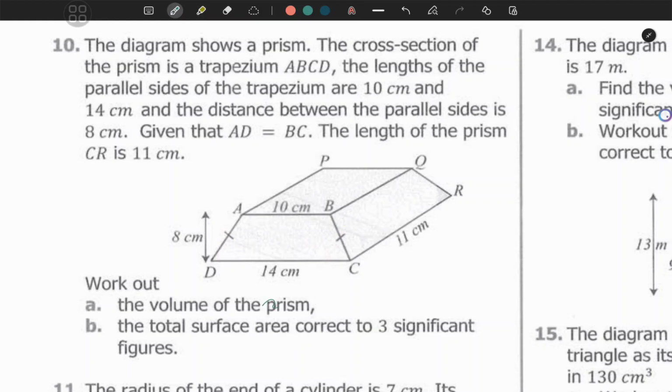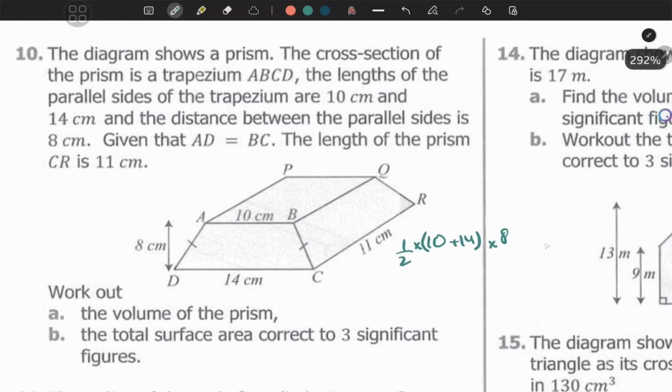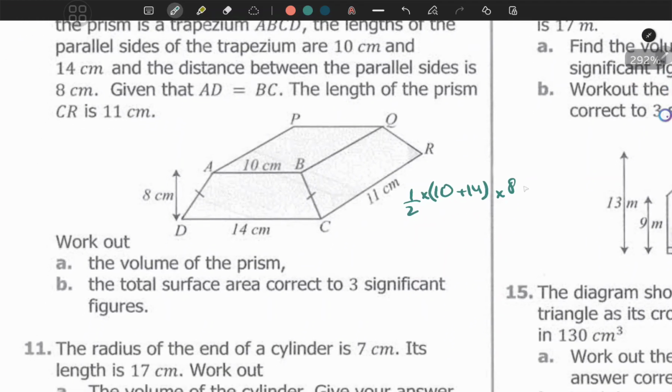Okay, so what is the volume of the prism? The volume of the prism would be this area multiplied by the length. Okay, so when we do that, what do we get? We get half into 10 plus 14 multiplied by the height, which is 8, and we get this multiplied by the length, which is 11. So there is our volume, right?